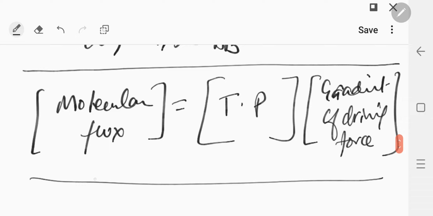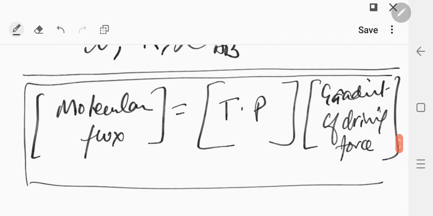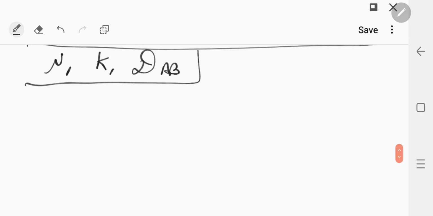So that's the general equation which describes all these three laws: Newton's law of viscosity, Fourier's law of heat conduction, and Fick's first law of diffusion. Further, all these three equations are similar, but they are not analogous to each other because their transport properties, that is viscosity, thermal conductivity, and DAB, have different units. So let's try to convert them into similar units and find out the analogy between all these three laws.